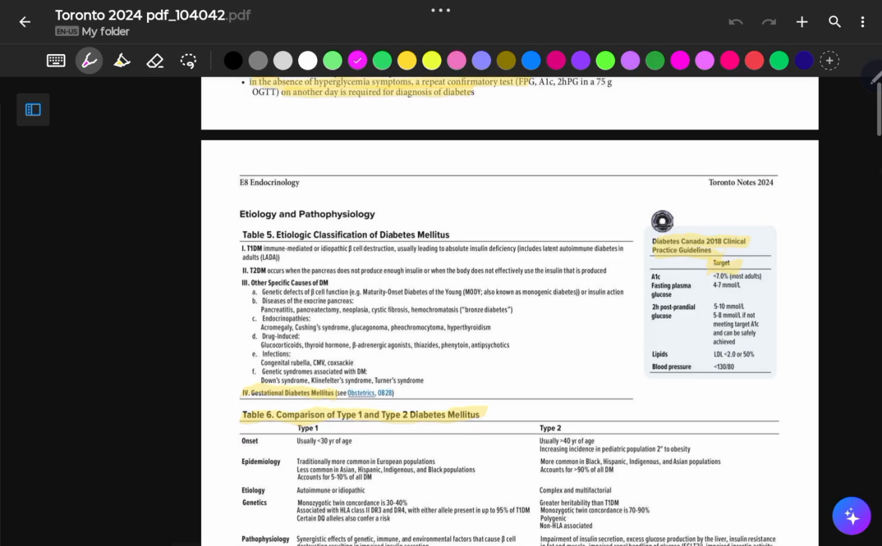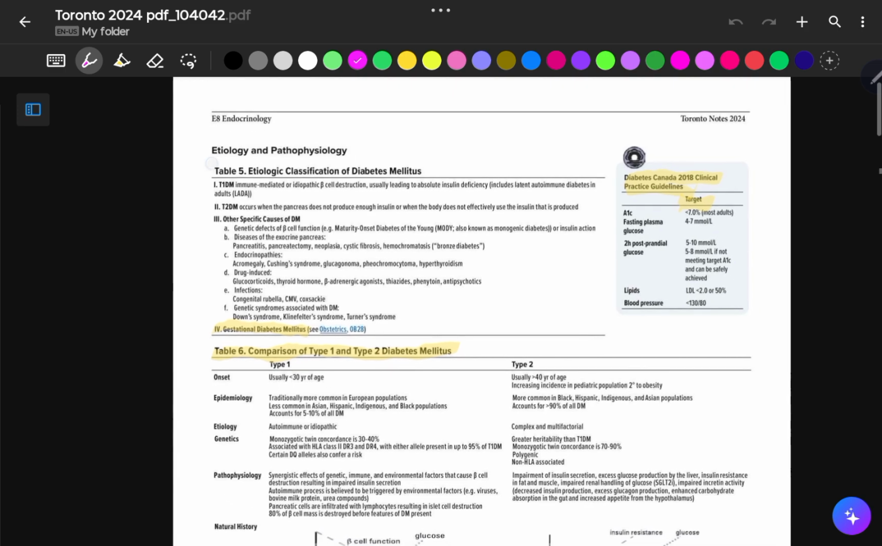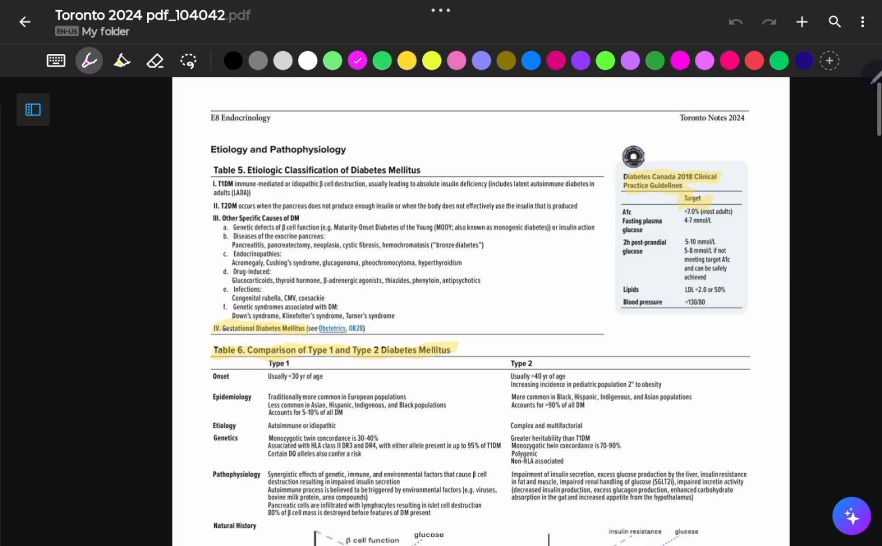And remember, it's an autoimmune disease, right? If you have type 1 diabetes, you're more likely to have other autoimmune diseases. Okay, so autoimmune, body fighting its own self. Type 2 diabetes occurs when the pancreas does not produce enough insulin, or when the body does not effectively use the insulin that is produced. Then the patient presents with type 2 diabetes.